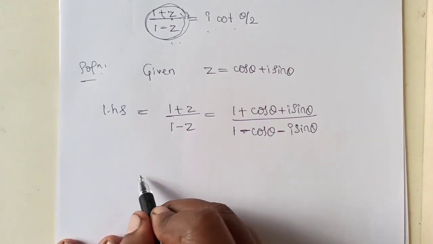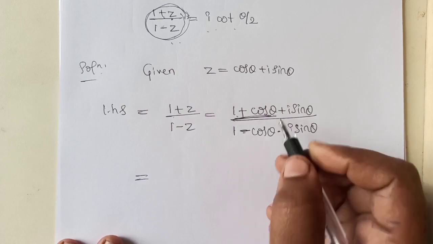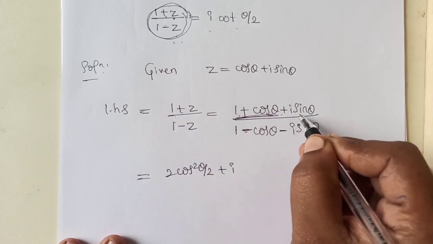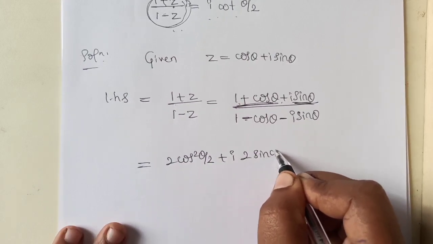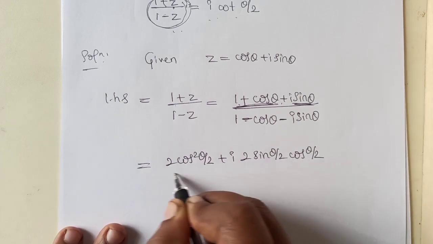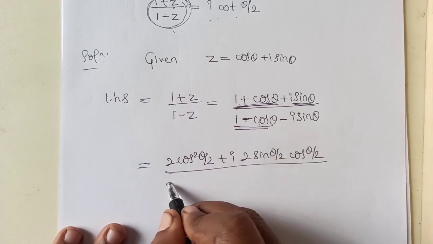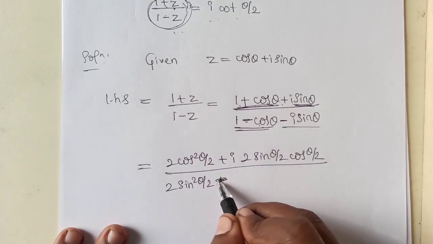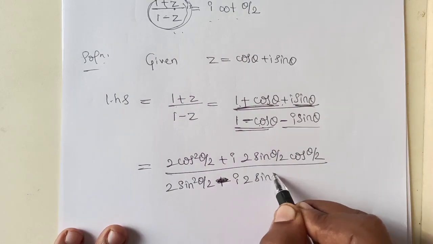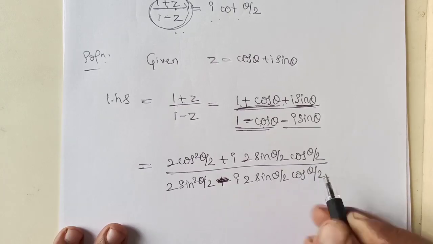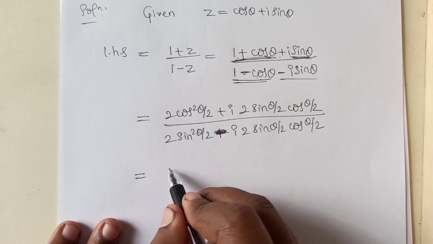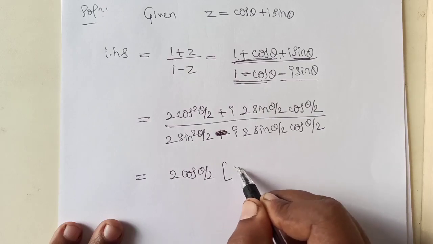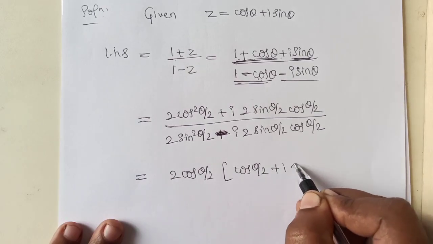Okay. Now we have the formula for this: 1 plus cos theta is 2 cos square theta by 2, plus I sin theta can be written as 2 sin theta by 2 into cos theta by 2, whole divided by, 1 minus cos theta is 2 sin square theta by 2, and the minus sign is there, minus I 2 sin theta by 2 cos theta by 2. Now in the numerator, 2 cos theta by 2 can be taken outside. On taking 2 cos theta by 2 common, we get cos theta by 2 plus I sin theta by 2.